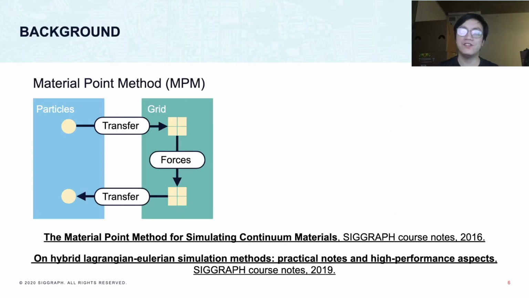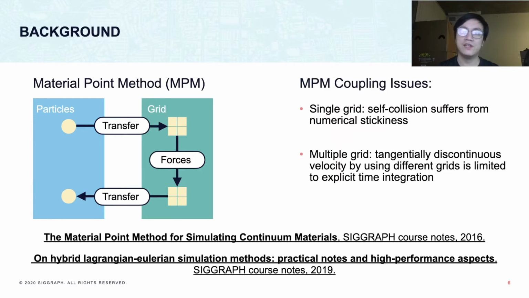Before going into further detail, let's review the background of the material point method. MPM is a hybrid method which transfers mass and momentum between particle and grid representations. Traditional material point method naturally supports two-way coupling. Due to the interpolation of a single velocity field, it suffers from numerical stickiness when coupling.